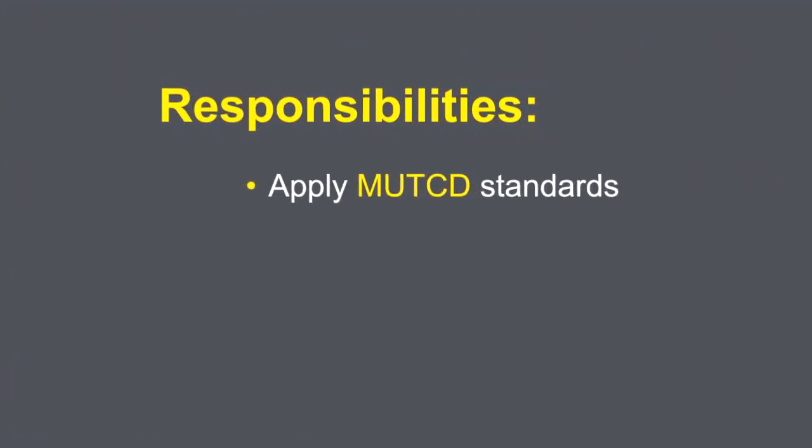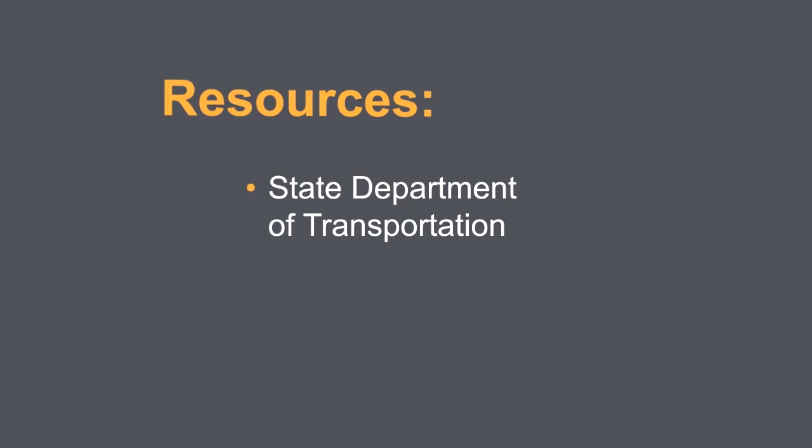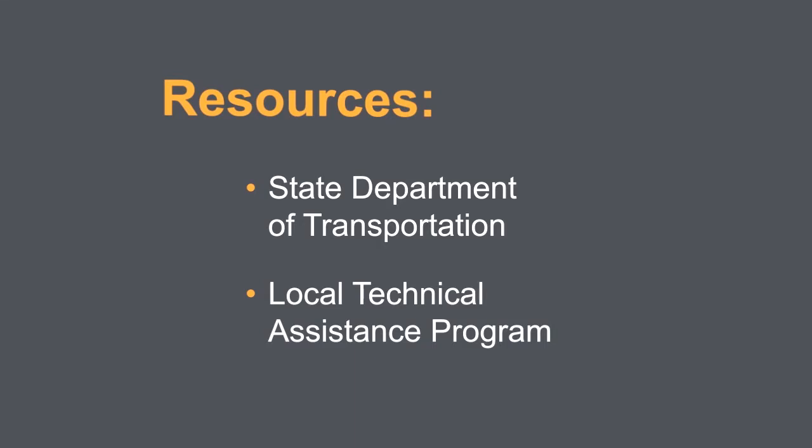If your agency has jurisdiction over a road, it's responsible for applying MUTCD standards. And as our example illustrates, when traffic control does not appear to be working for the road user, your agency must reassess and allocate the appropriate traffic control devices. This assessment is made for permanent installations and temporary situations. For questions about applying the MUTCD, contact your State Department of Transportation. Additional training is also available through the local technical assistance program.